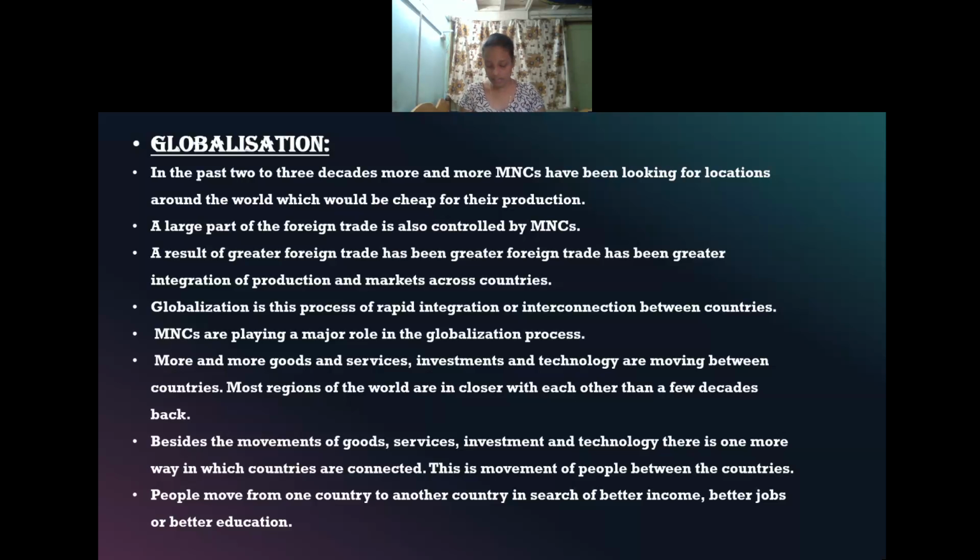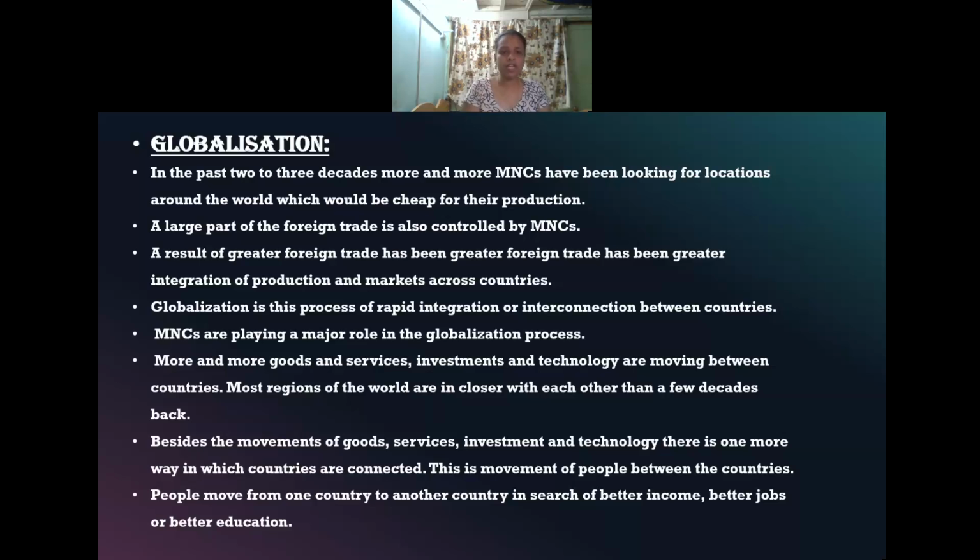If you take the example of the car manufacturing plant of Ford Motors in India, it not only produces cars for the Indian market, it also exports cars to other developing countries, and exports car components to many factories around the world. Likewise, most MNCs are involved in trade in goods and also services. As a result, the greater foreign investment and foreign trade has brought greater integration of production and markets across countries. By this we come to know how countries are being interconnected due to foreign trade.